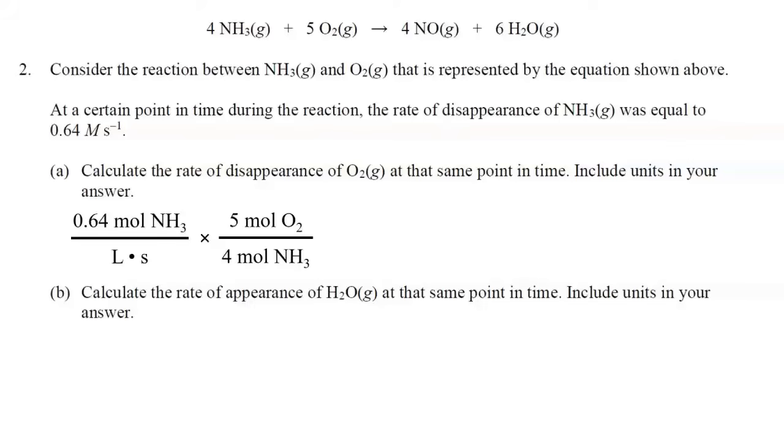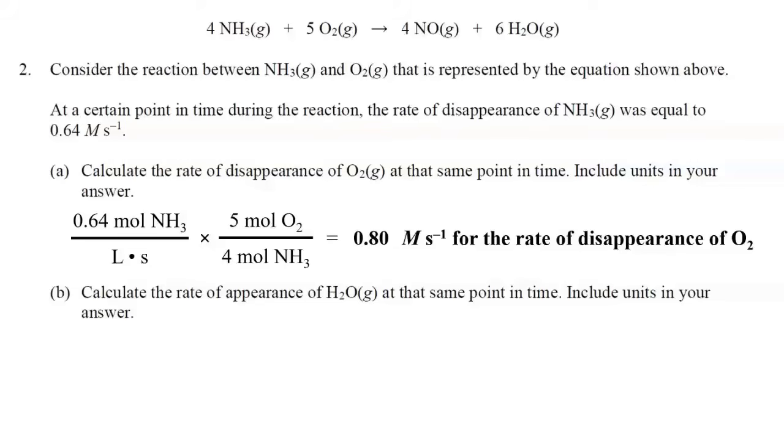And when I do this math, I will still have units of molarity per second, but now I'm switching from NH3 to O2. So it's 0.64 times 5 divided by 4, and on my calculator I get 0.80, and the units are moles per liter per second, but that would be for the disappearance of O2. So molarity per second for the rate of disappearance of O2.